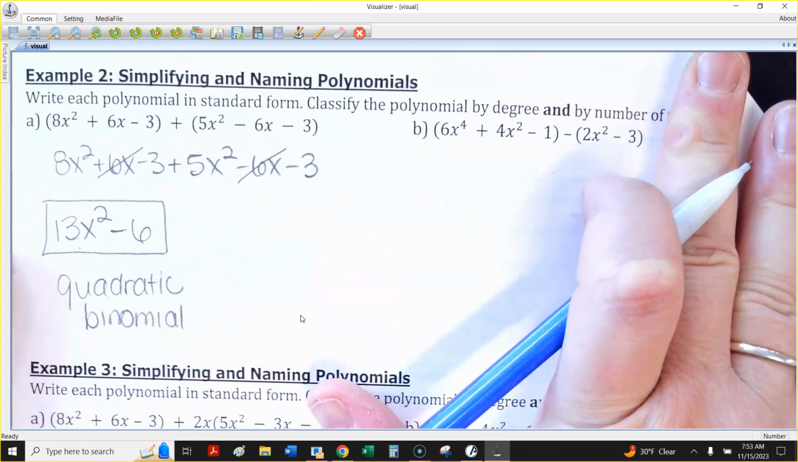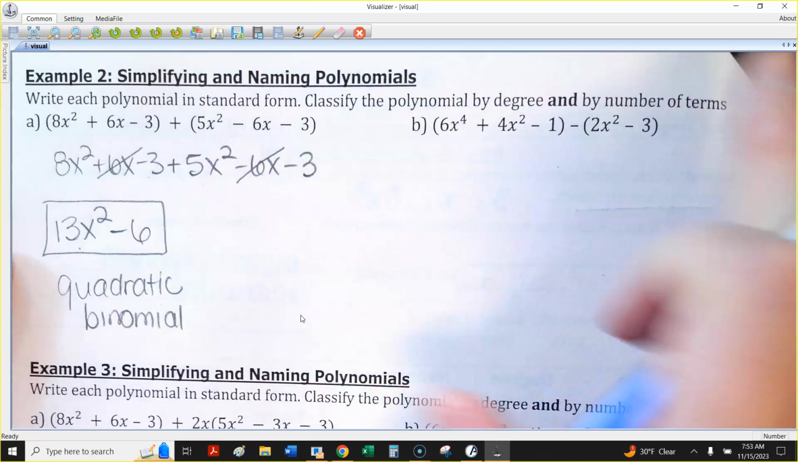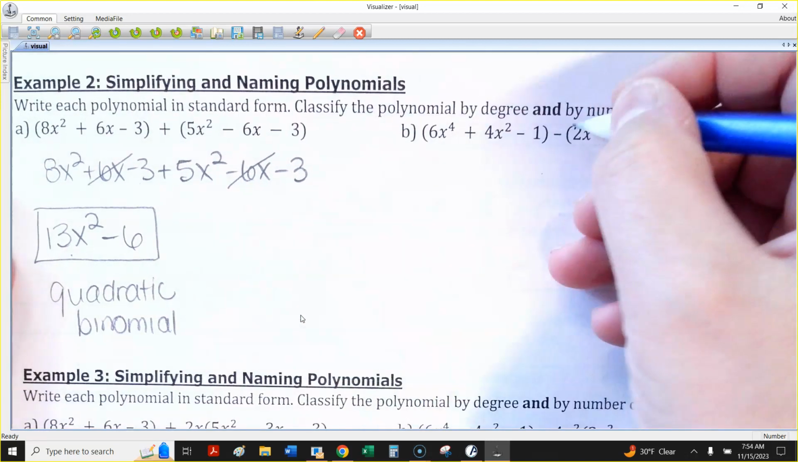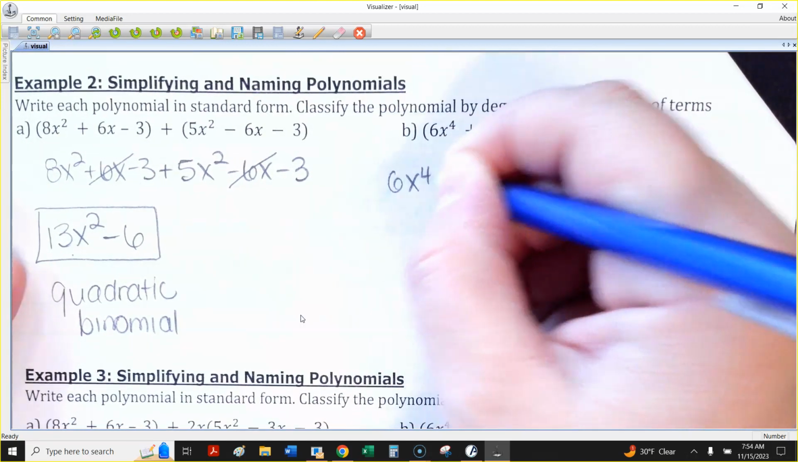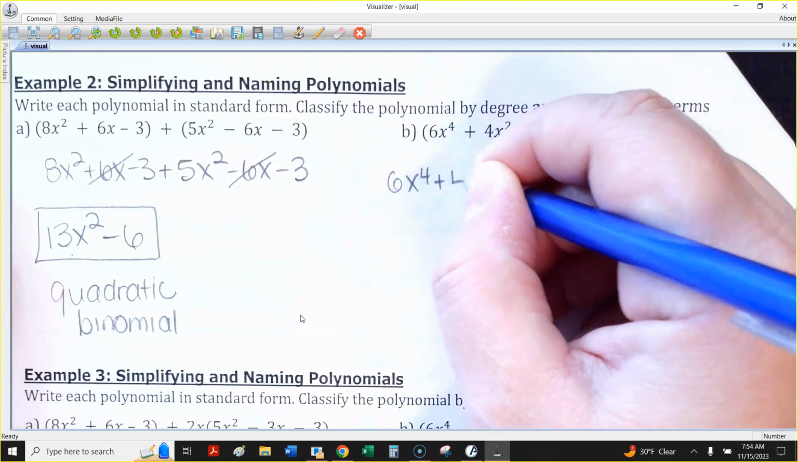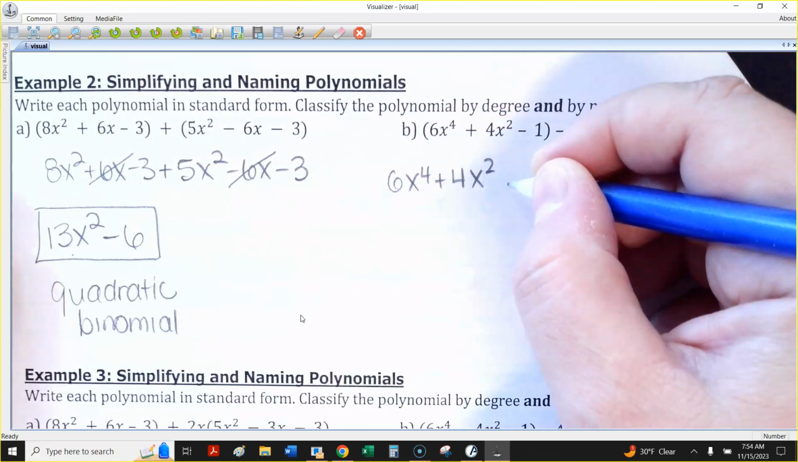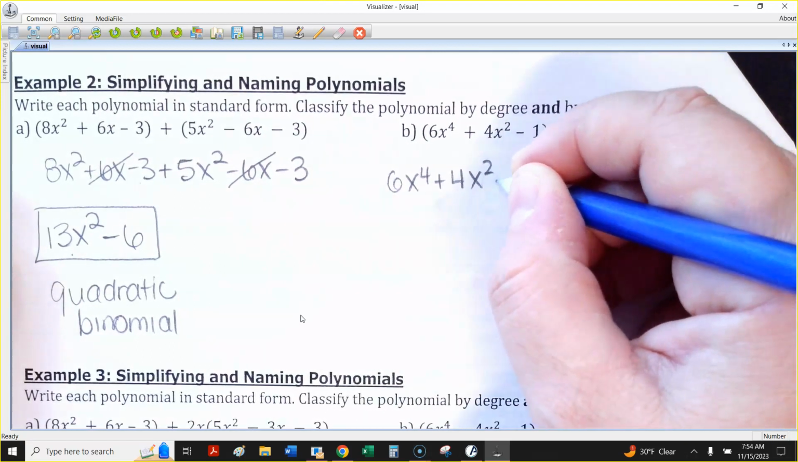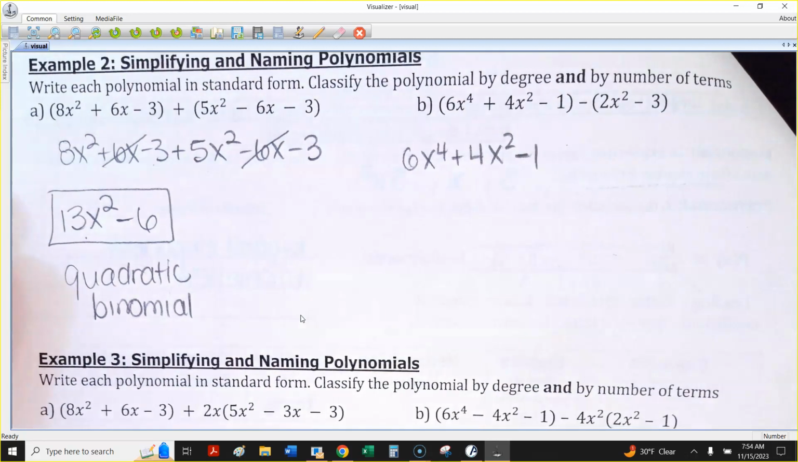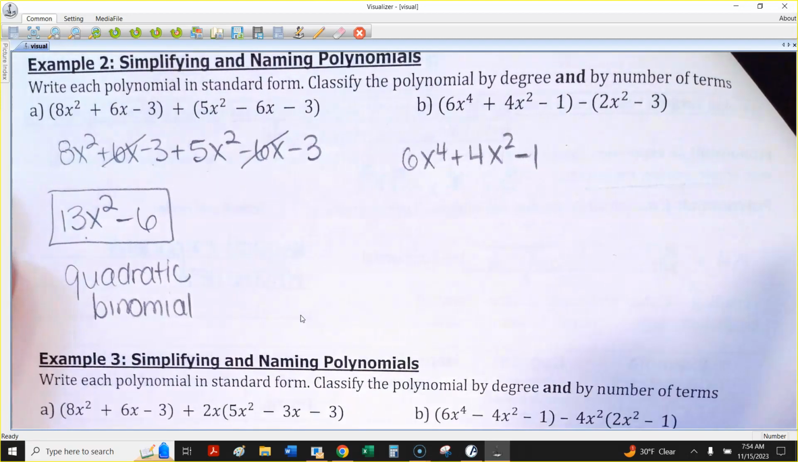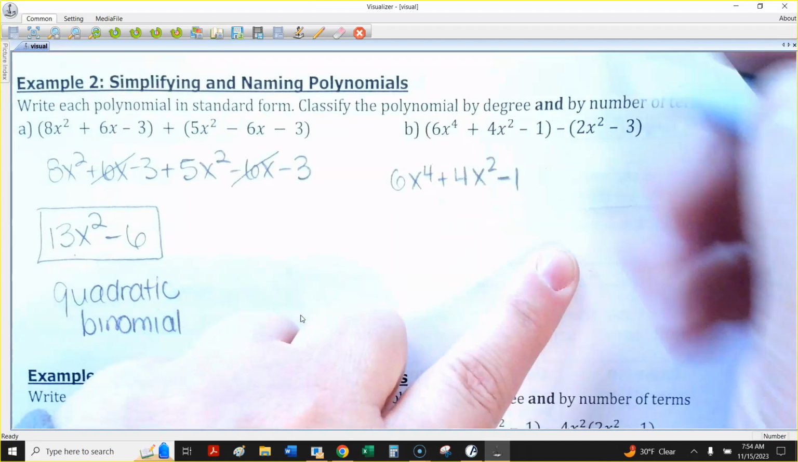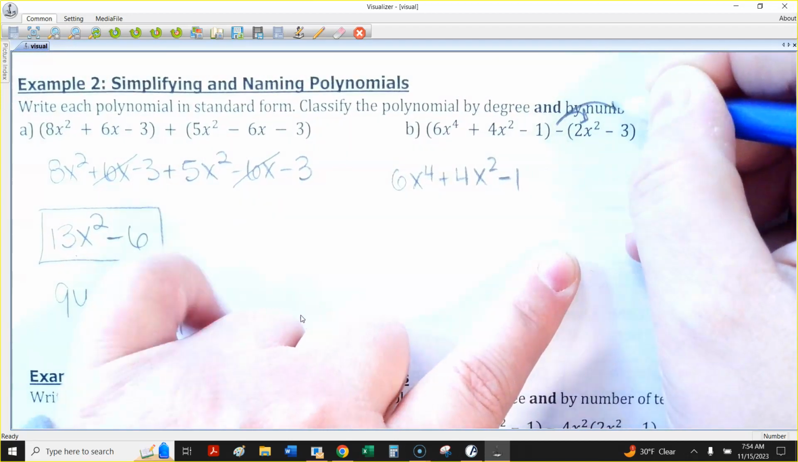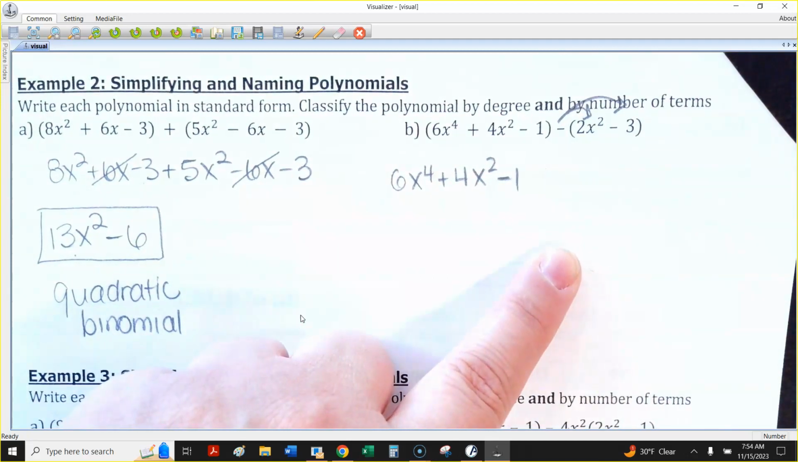Now, subtraction I always think is much trickier. So if you're subtracting something, this first set of parentheses has nothing in front of it. So I'm just going to drop the parentheses and just copy down the 6x to the fourth, 4x squared, and then minus 1. If you are subtracting, and especially on this question, sorry, this is not folded very well, you have to distribute the subtraction to all the terms that you're subtracting. So in that polynomial, I'm subtracting both of those terms.